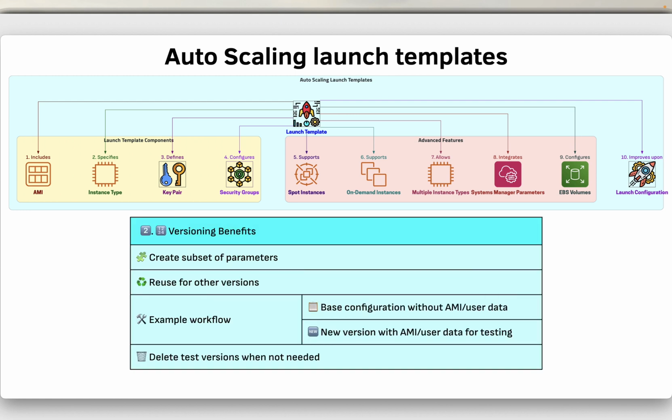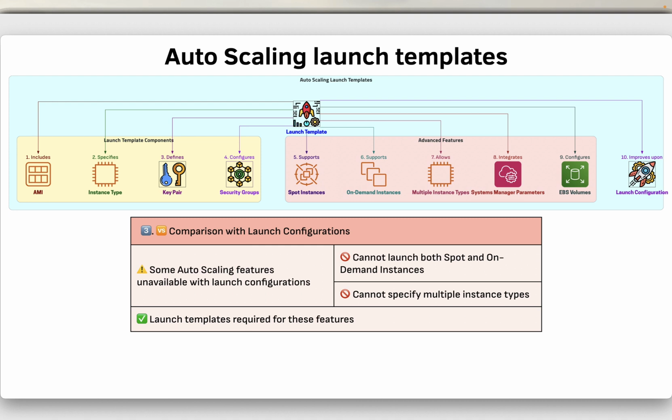Versioning of launch templates allows creating subsets of parameters that can be reused for other versions. For example, you can create a base configuration without an AMI or user data, then add these in a new version for testing. This approach helps maintain general configuration parameters and allows easy creation of new versions or deletion of test versions. Launch templates offer more features than launch configurations. For instance, launch configurations cannot create auto scaling groups with both spot and on-demand instances or specify multiple instance types, while launch templates can configure these features.